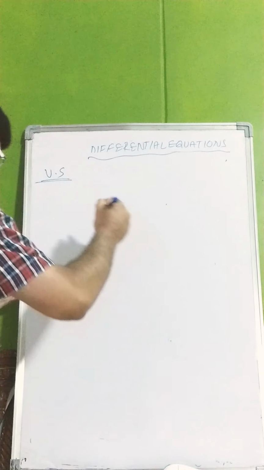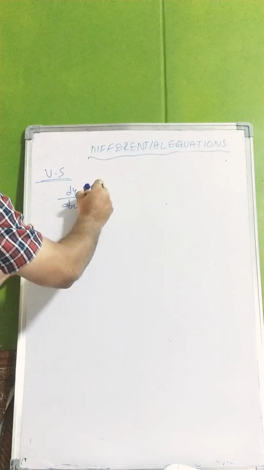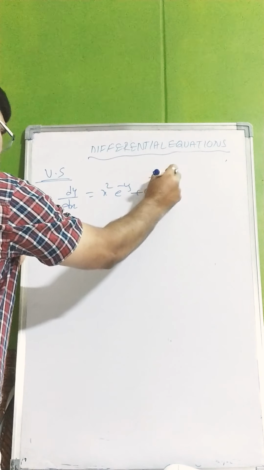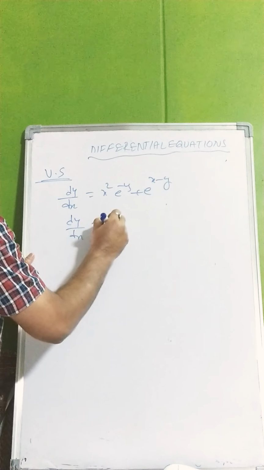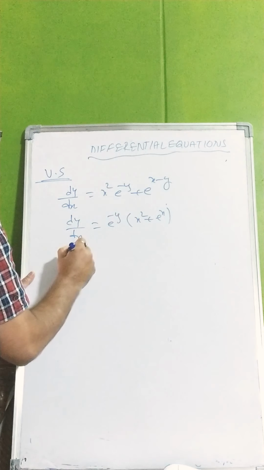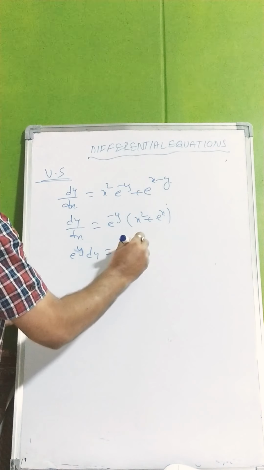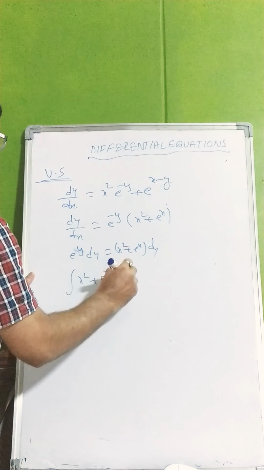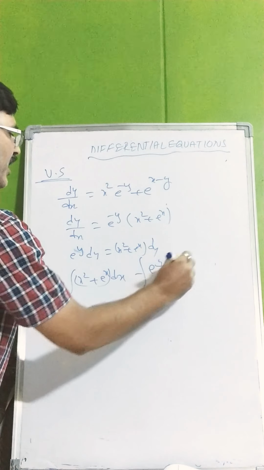I'll take one more example. Simple examples I'll take to get a command on it. So x square e to the power of minus y plus e to the power of x minus y is there. What we have to do here, of course dy by dx is there, minus y you take common, x square plus e to the power of x is there. Now you separate it, you will get e to the power of y dy is equal to x square plus e to the power of x dx. Integrate x square plus e to the power of x dx, and e to the power of y dy.